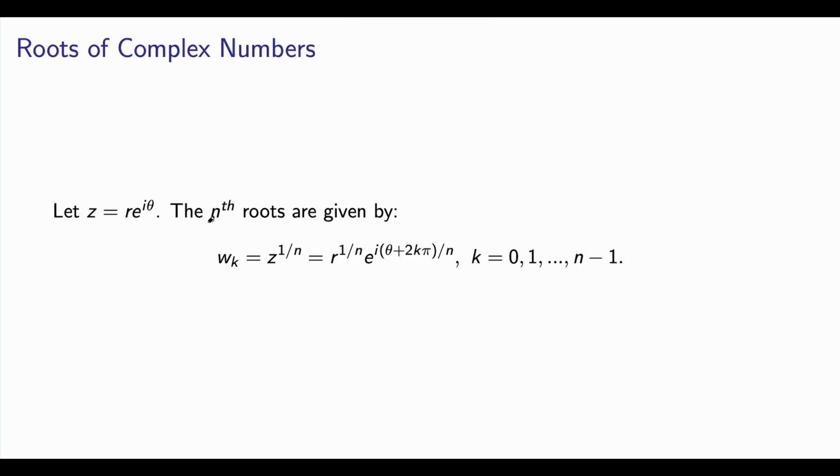So z can be written as r e power i theta, and in that case the nth root means z power 1 by n, which is r e power i theta to the power 1 by n. In the general form we can write r to the power 1 by n e power i (theta plus 2k pi) divided by n, right? So we list all the roots w_k, where k is between 0 and n minus 1. So there are a total of n roots.